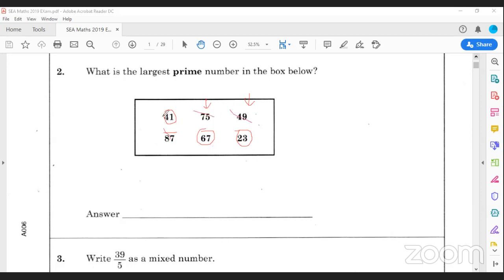So the prime numbers here are 41, 67 and 23, and they would like to know the largest prime number, and that will be 67. So 67 is our answer for number 2.